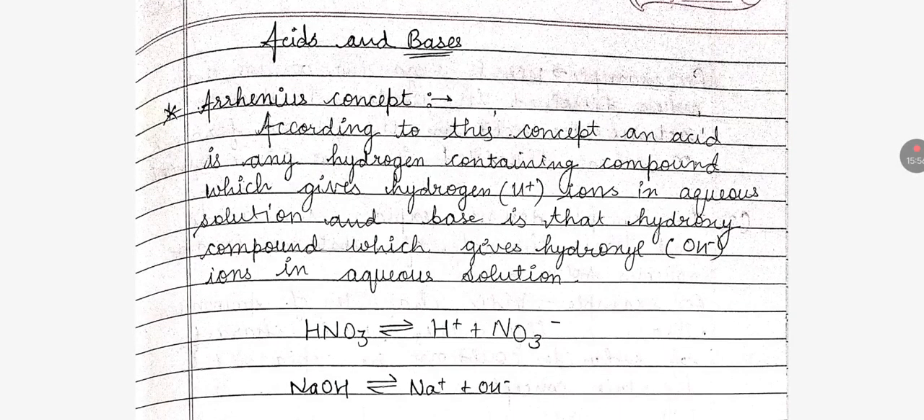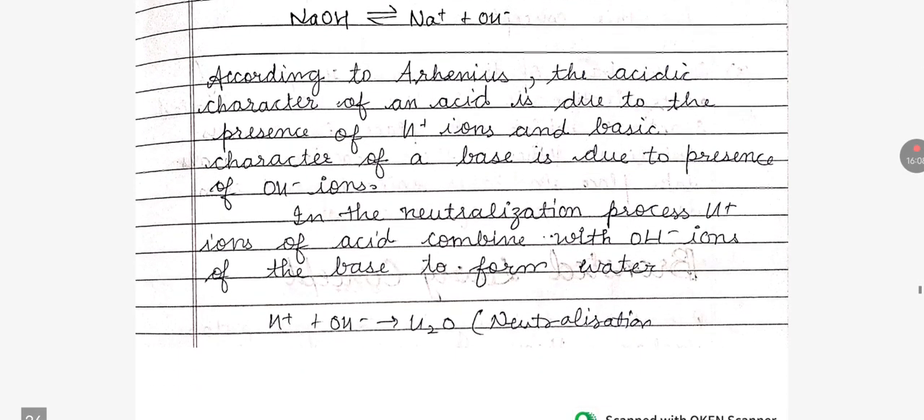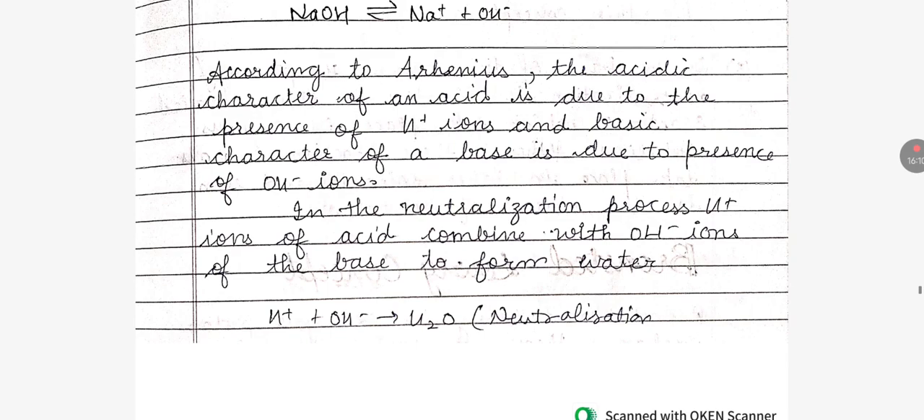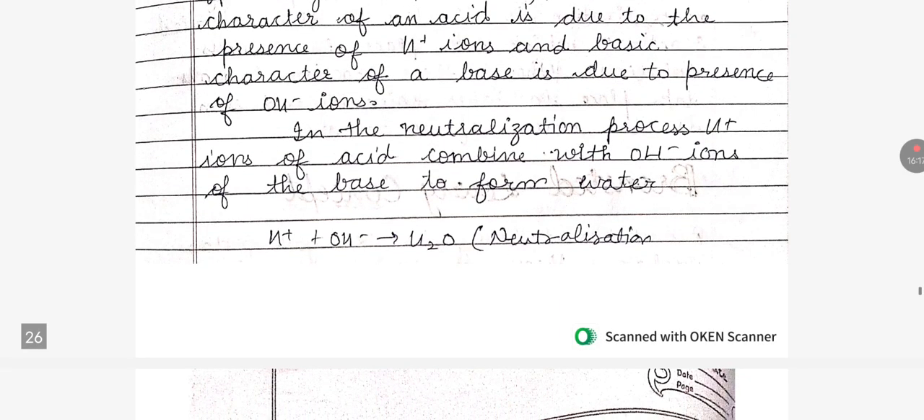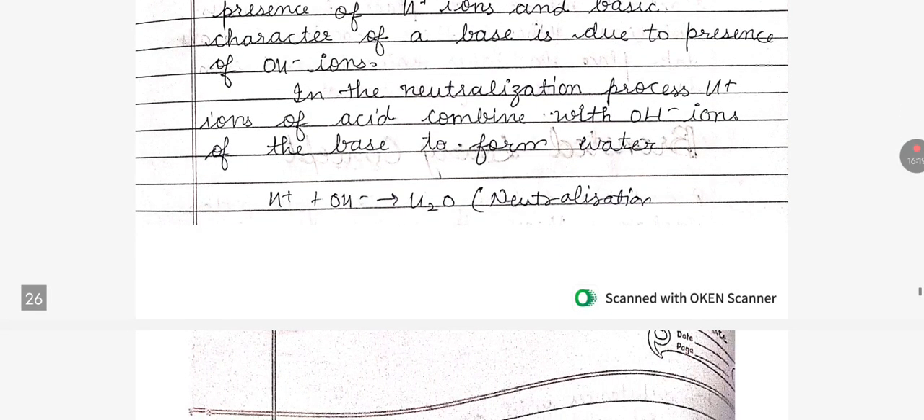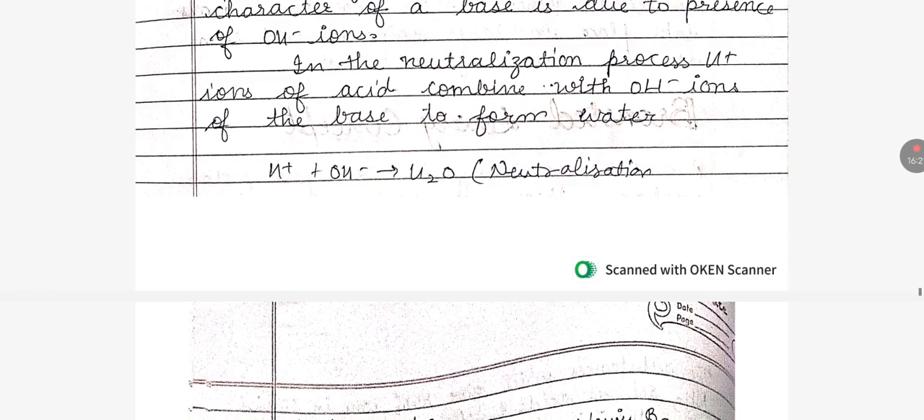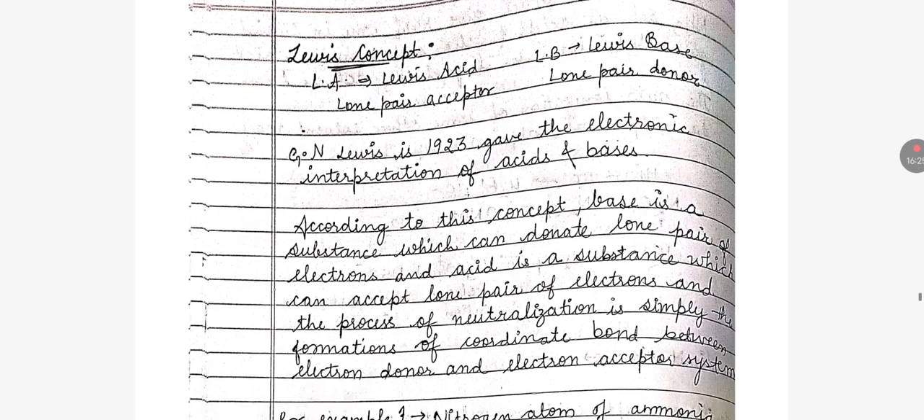According to Arrhenius concept, acid is any hydrogen containing compound which gives hydrogen ion in aqueous solution, and base is that hydroxy compound which gives hydroxyl ion in aqueous solution. Acidic character of an acid is due to the presence of H+ ion, and basic character is due to the presence of OH- ions. In the neutralization process, H+ ion of acid combines with OH- ion of the base to form water.